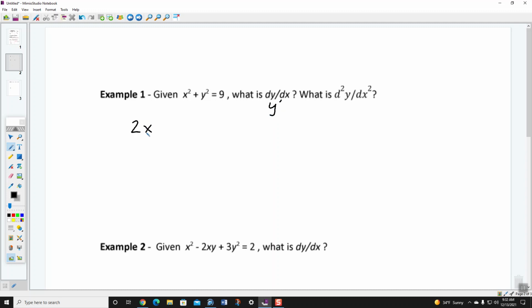Okay, here's the next part that's tricky. What's the derivative of y squared? 2y, right? But since I took a derivative with respect to y, what do I want to put behind that now? Y prime.